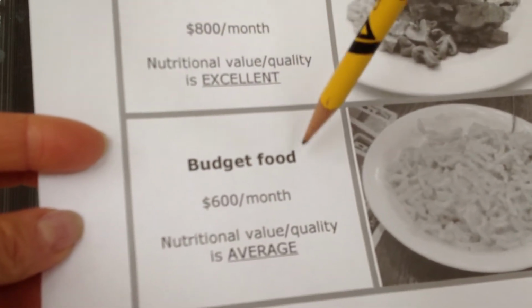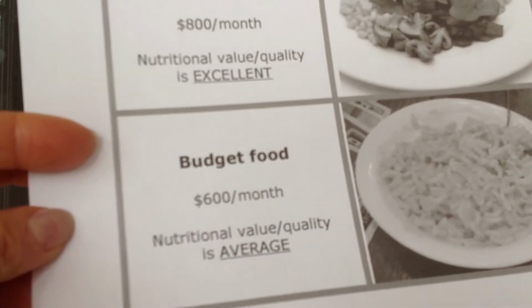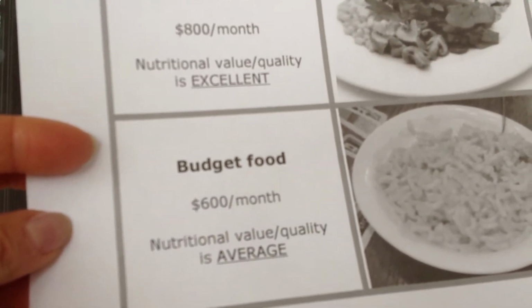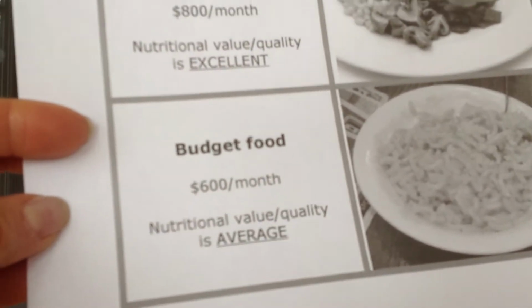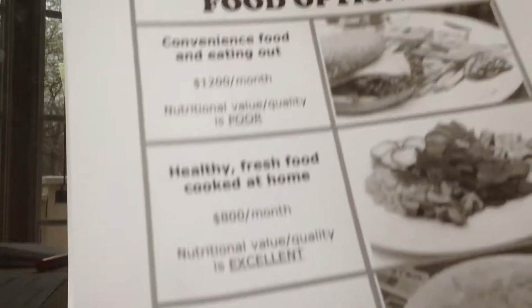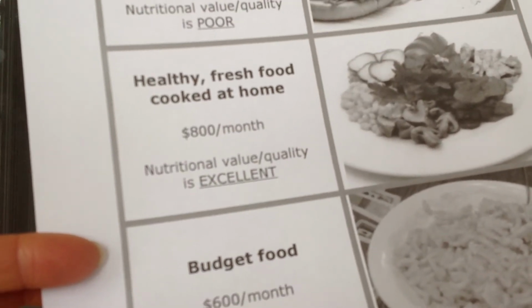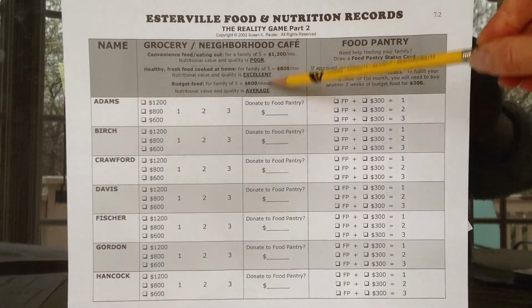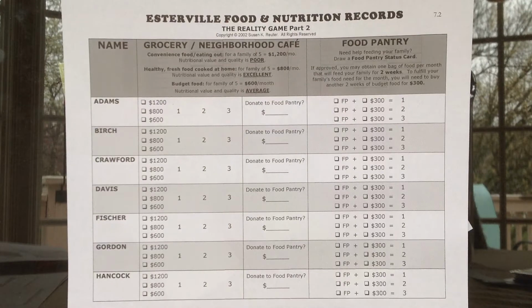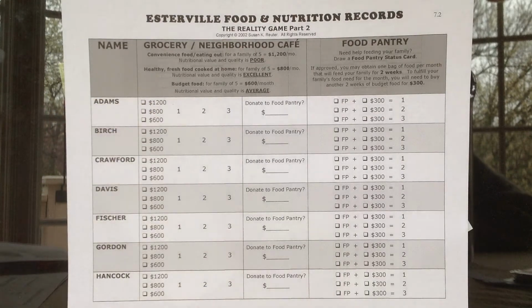The budget food is the next one, and that's at $600 a month. That's typically food that is not as high in quality and nutrition, so the nutritional value and quality is average. Not as bad as eating out and convenience food, but not as good as the healthy, fresh food cooked at home. So you can just explain those different options to the students. It's also written here, explaining the breakdown of how that works. The student will give you their option, and when they choose, you'll check mark the box that it corresponds to.